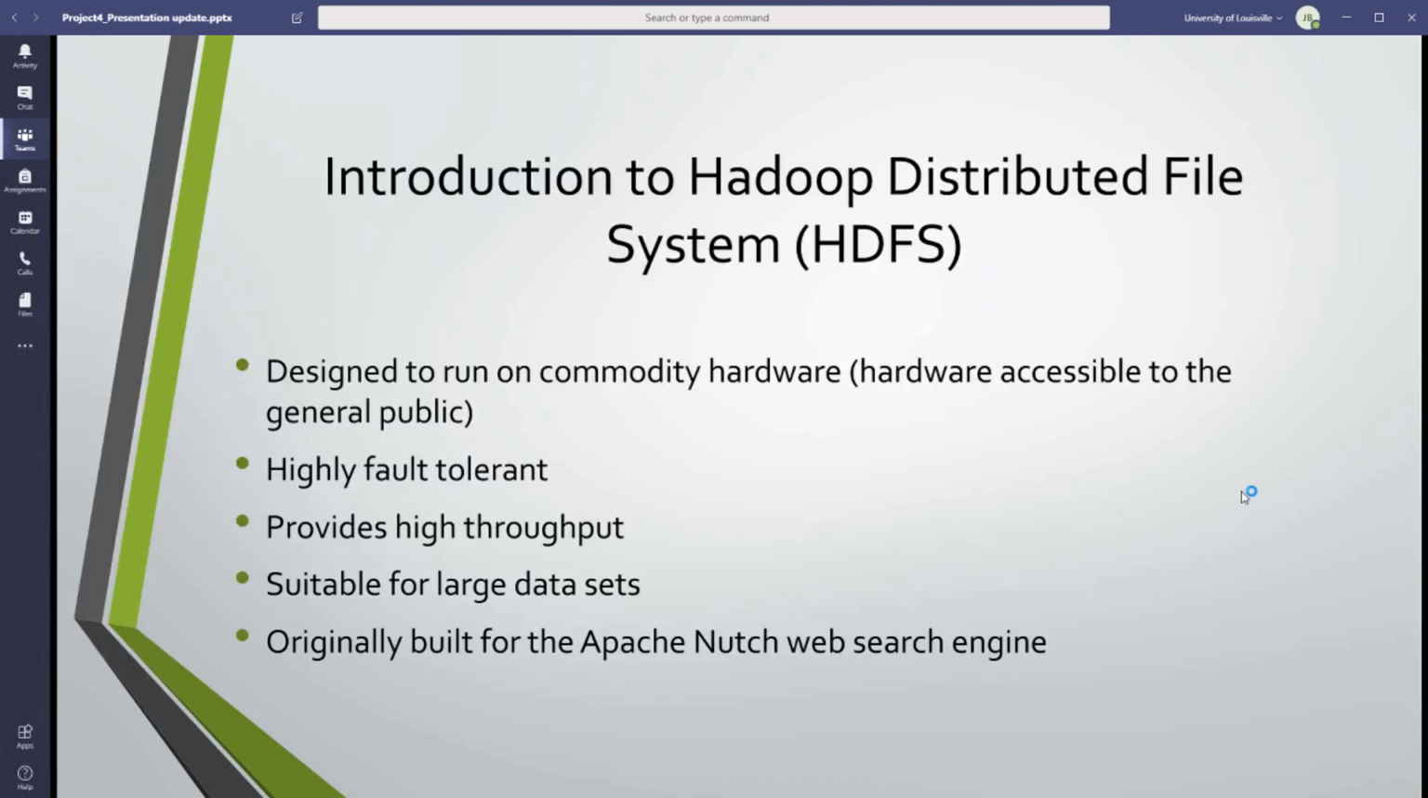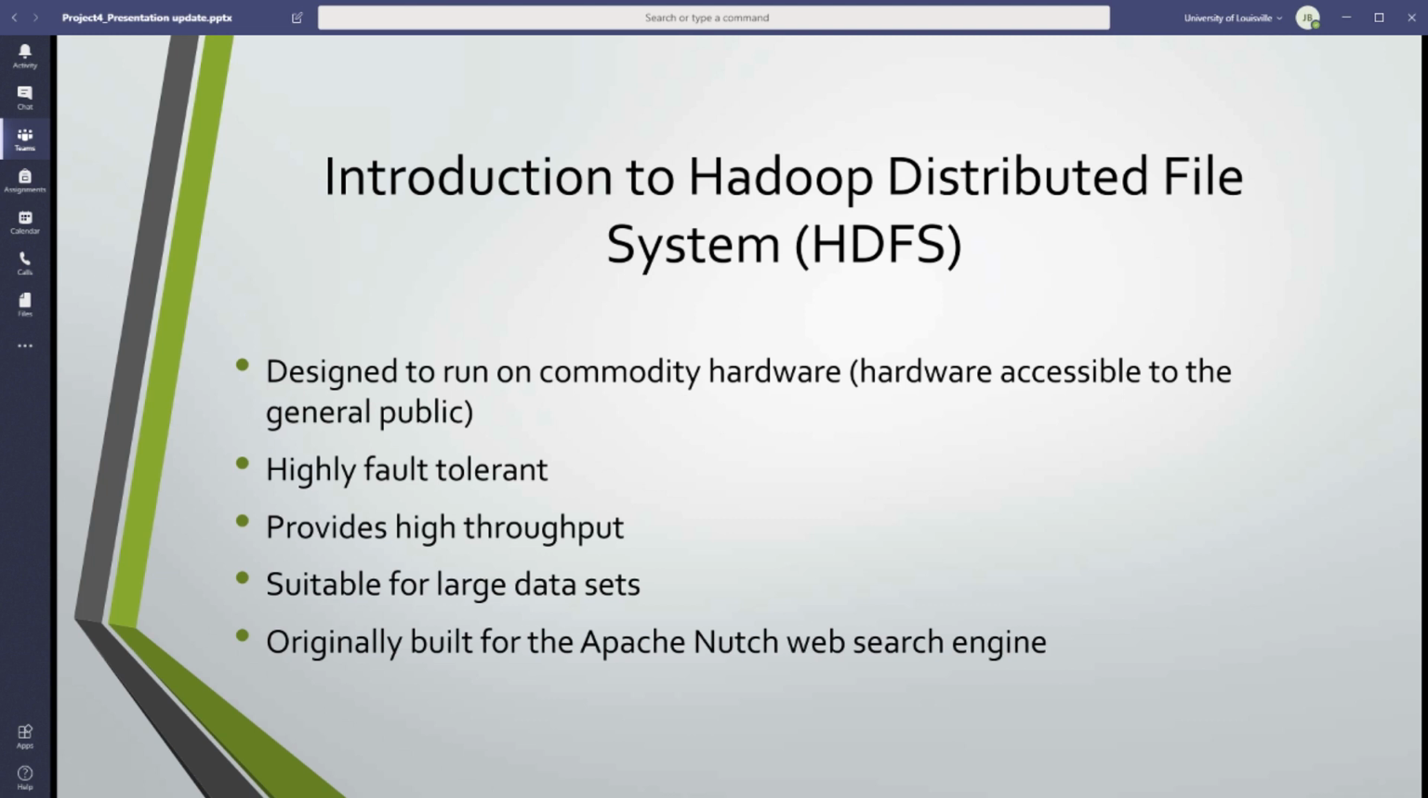So just an introduction to Hadoop. It was designed to run on commodity hardware. This is hardware accessible to the general public, so that means just cheap computers that you can buy en masse. Hadoop is a highly fault-tolerant file system. This is because every block is replicated when data is stored, and we'll get to that more in fault tolerance.